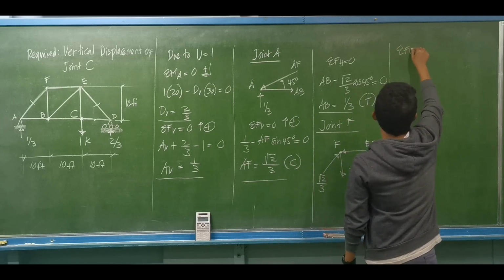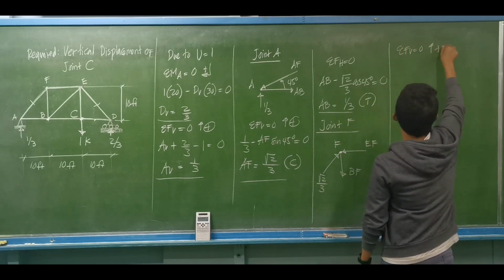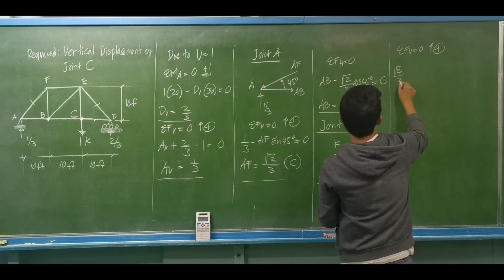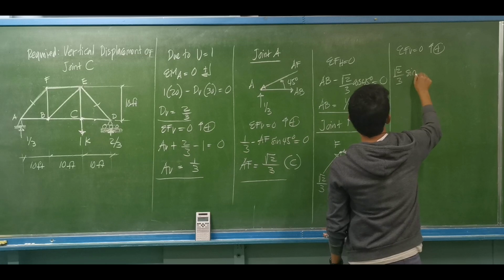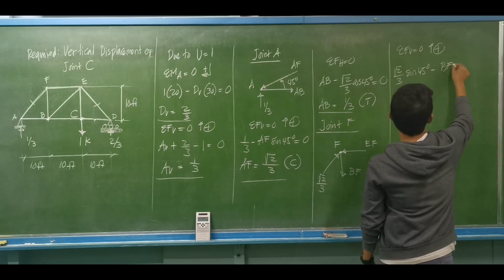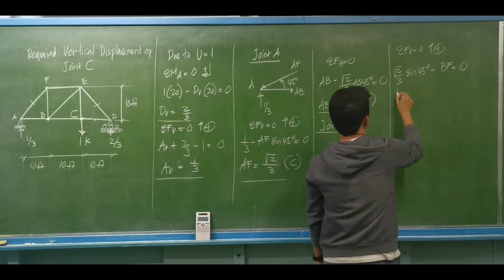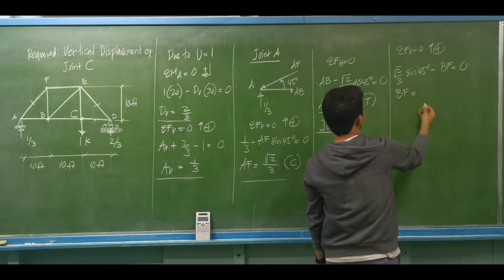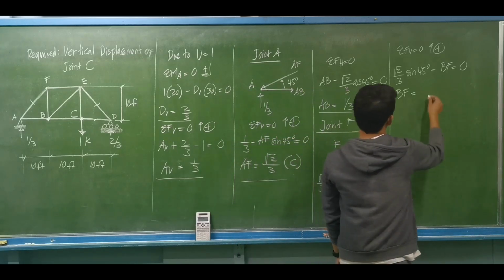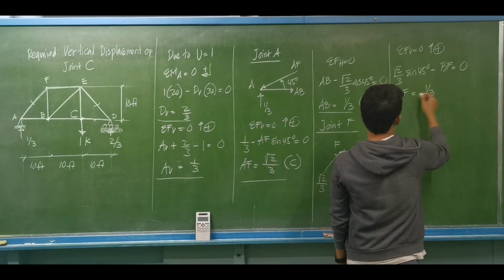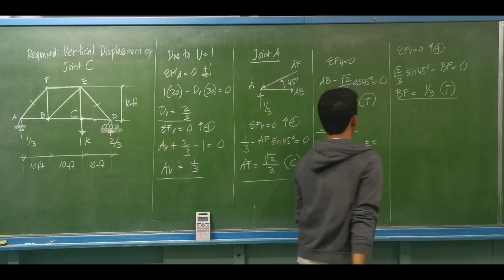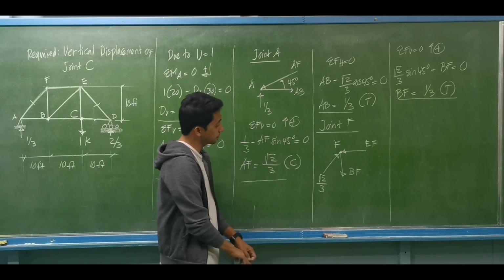summation of forces vertical equal to 0, upward forces to be positive. This is the square root of 2 over 3. Vertical component is sine 45 degrees minus the axial force for member BF equal to 0. So the axial force for member BF, I will be having that value equal to 1/3. This is the same as 1/3. This is under tension. 1/3 for member BF.